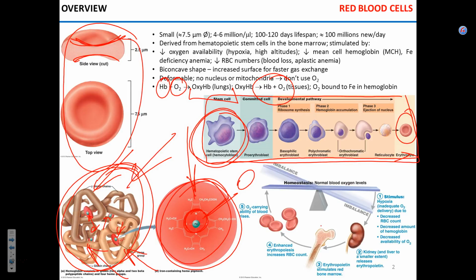So, oxygen, any type of oxygen availability. Okay? Amount of hemoglobin in the cell, of course, will also increase their numbers. It's kind of a compensation response. Hemoglobin is produced at the less level, so MCH parameter. Okay? Number of cells will go up. And iron deficiency anemia. Okay.